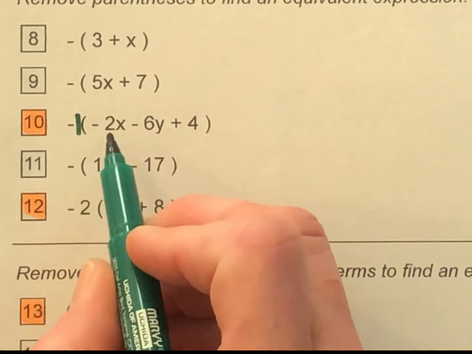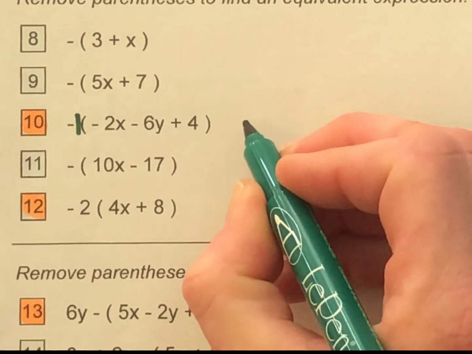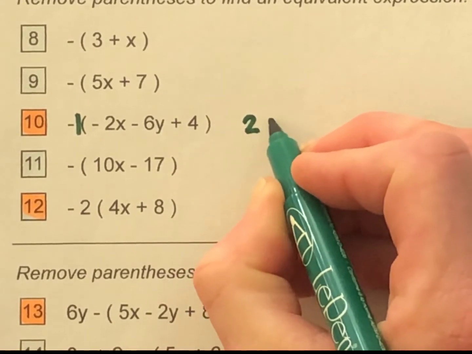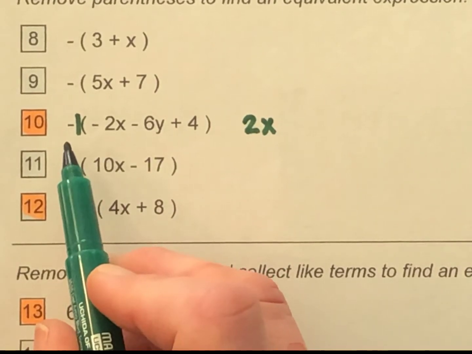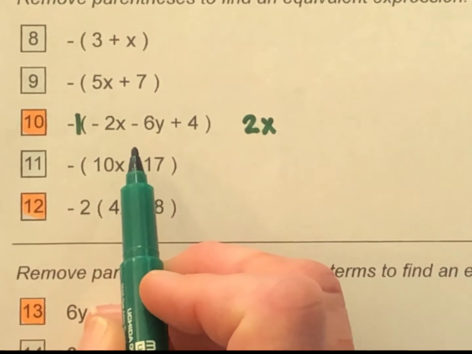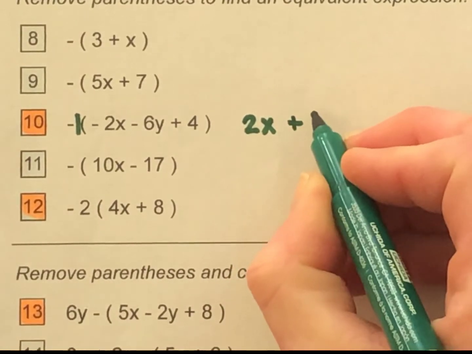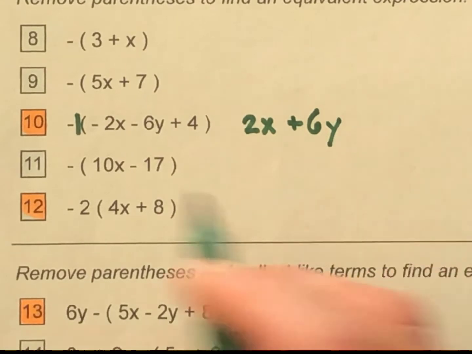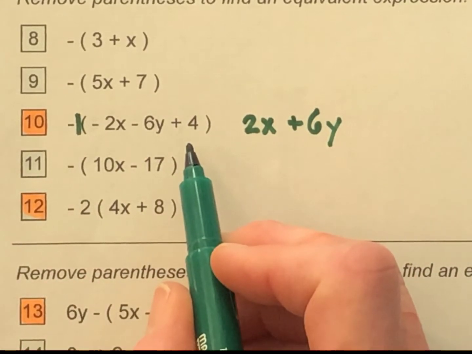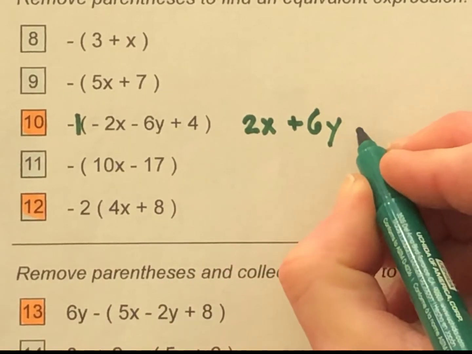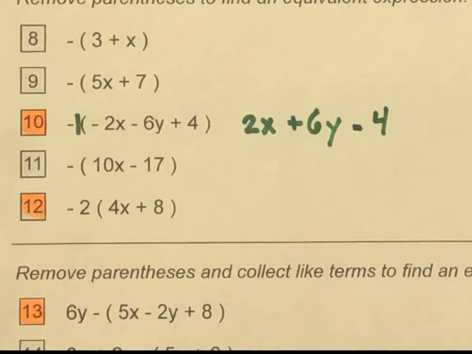So I've got -1 times -2x, which is positive 2x. -1 times -6y, positive 6y. -1, positive 4, which would be -4. That's the first one.